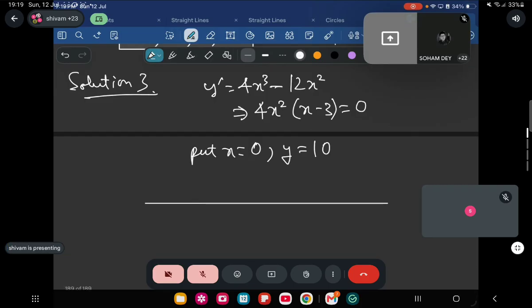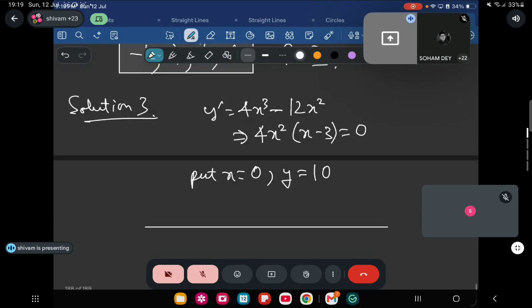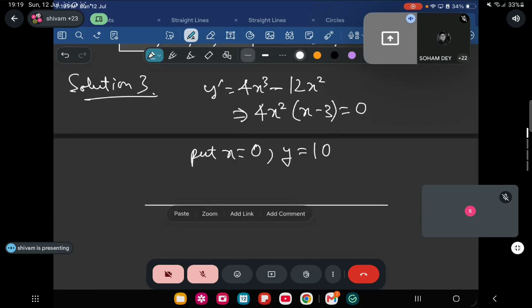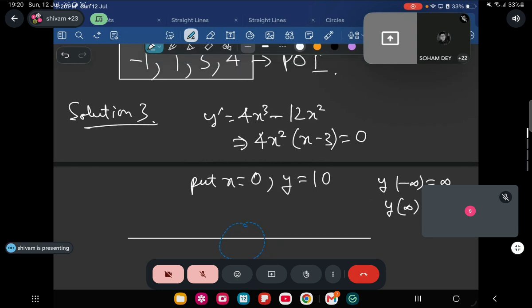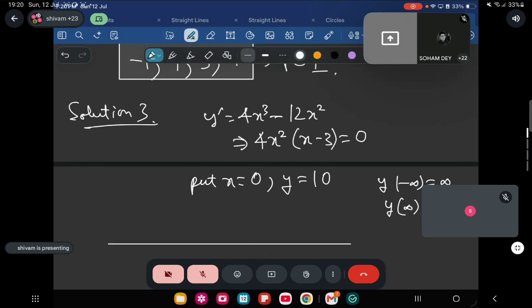So everyone, can you people understand? First of all, see, the graph will come from minus infinity, right? At minus infinity y will be equal to infinity, right? Y at positive infinity will also be equal to infinity. You people can understand? Next. So at 0 and 3, okay.